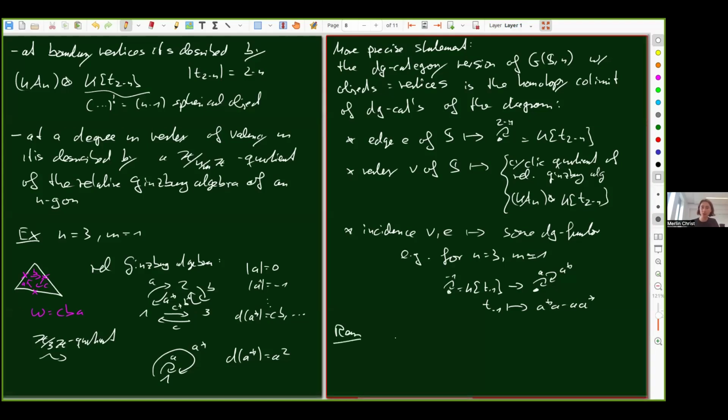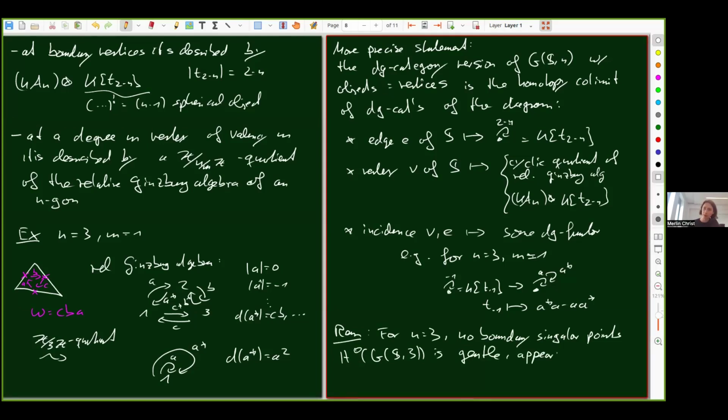Okay. So some remarks are in order. First of all, for n equal to 3, and no boundary singular points, the Jacobian algebra, H0 of, I guess in cohomological grading, GSN, is gentle and appears in work of Labardini-Fragoso and Mou, on surfaces with Z modulo 3Z orbifold points.